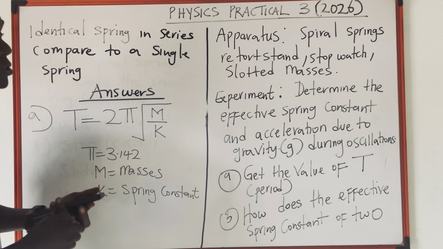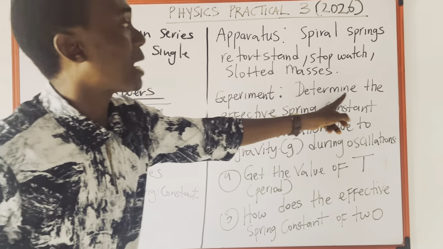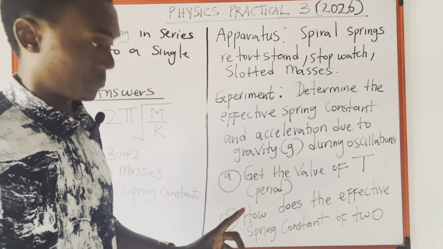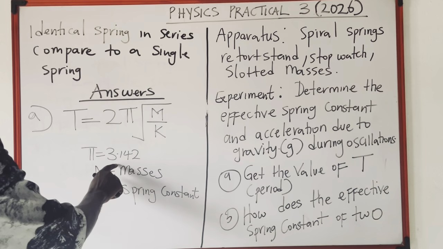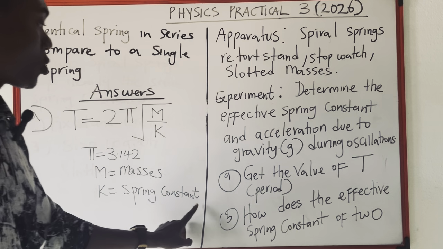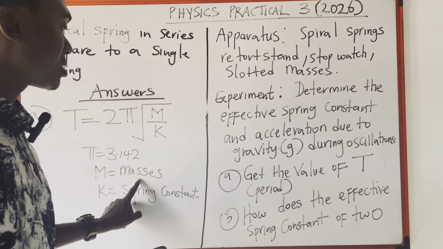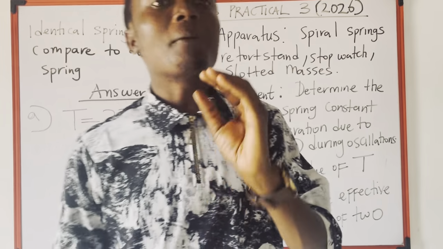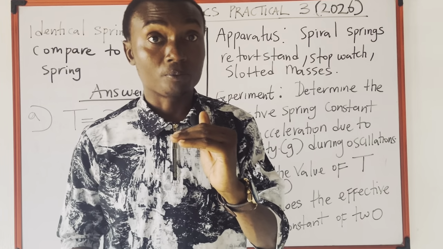That is that spring constant that we said earlier. Determine the effective spring constant. Okay? So now, this pi is 3.142, which is a constant. Spring constant also, and the masses. Each of the masses will be given to you.